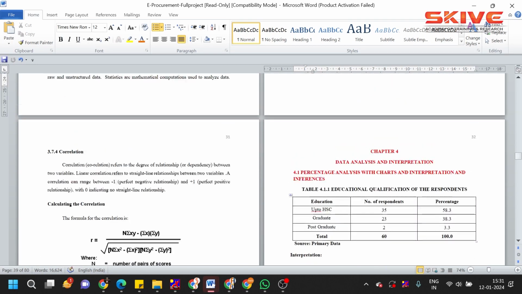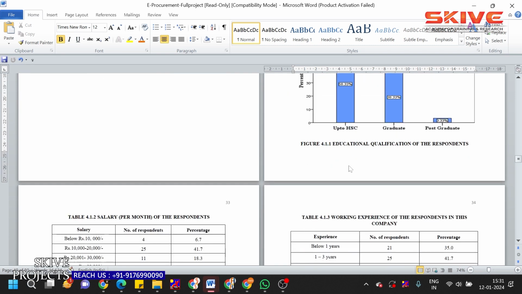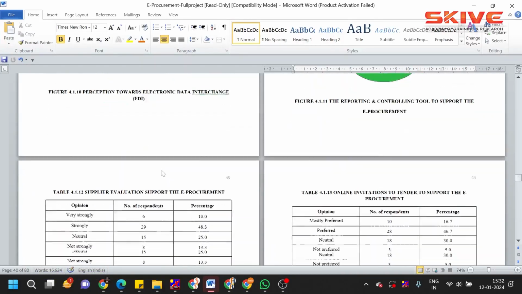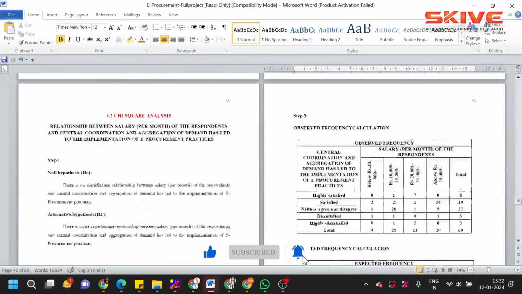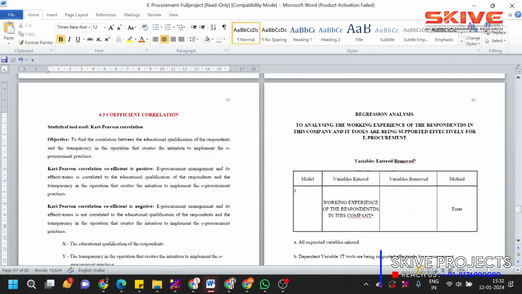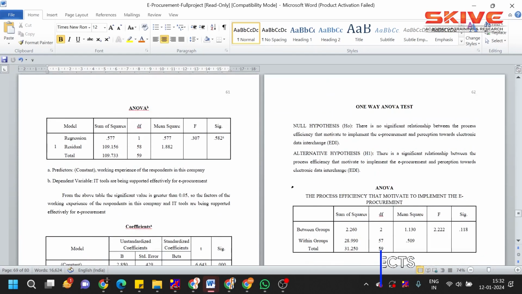And here is chapter 4, the important chapter. This chapter includes the data analysis and interpretation from the questionnaires in the survey. The input data is analyzed using various techniques. So these are all the data interpretation, data analysis and interpretation. And finally the correlation method and ANOVA coefficients.